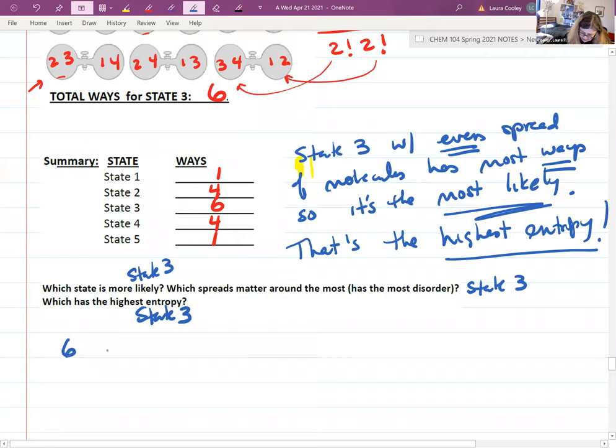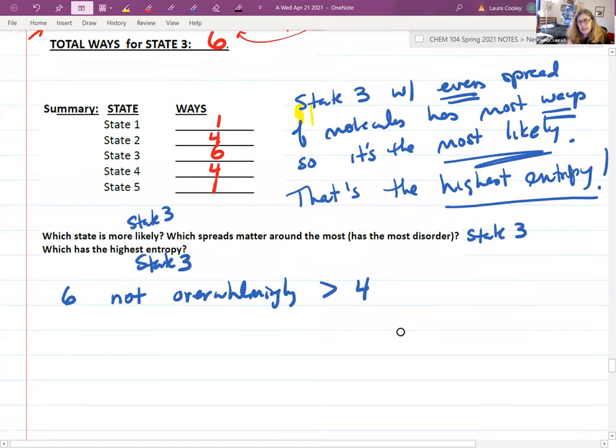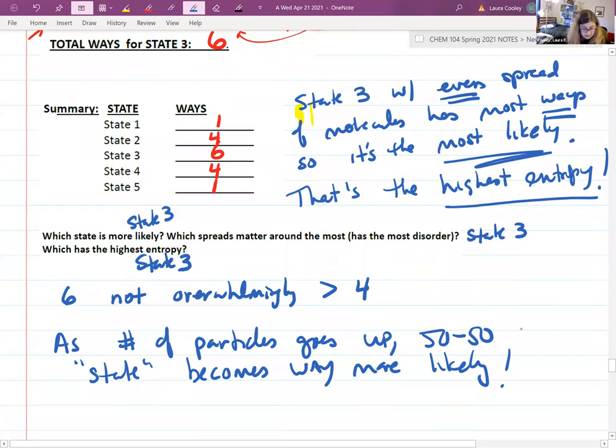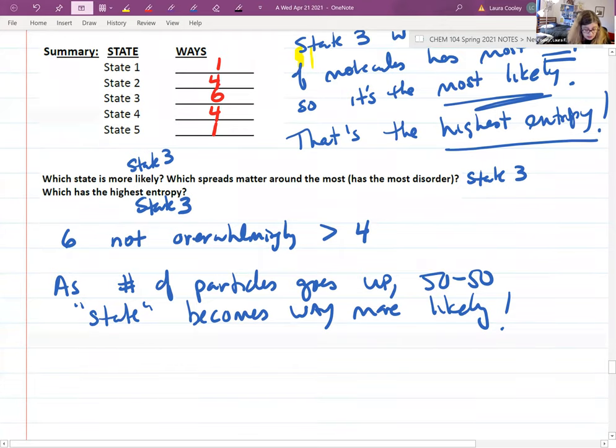And so I was saying that six is not overwhelmingly greater than 4. But that's because there's only 4 particles. As you increase the number of particles, the 50-50 mixture becomes much, much, much more likely than anything else. So as the number of particles goes up, the 50-50 state becomes way more likely. If you have Avogadro's number, like we do in chemical systems, it's really overwhelmingly more likely. So it will basically always happen, or very close to it.